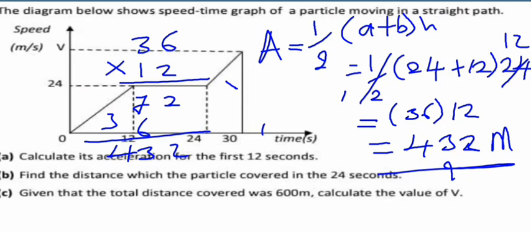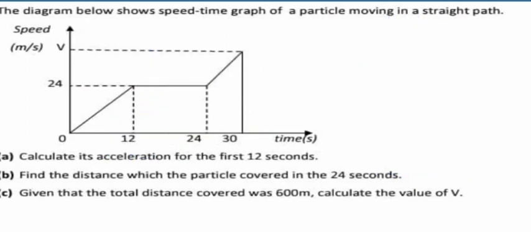So let's calculate the last one. The last one is asking us to calculate the value of v, which is this one here. Okay. So given that the total distance covered was 600 meters, calculate the value of v. So what we are going to do here, we need to do like this.